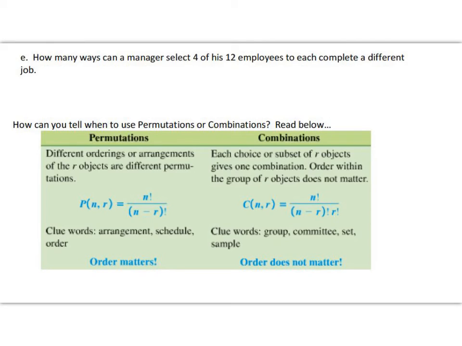And up at the top of this last panel, how many ways can a manager select 4 of his 12 employees to complete a different job? Aha, now order matters here, because if I am sending an employee to a sales conference, that is vastly different than asking them to head up a new initiative or a project. Those are two substantially different things, and I may want different people in different roles here. So in this case, it is a permutation of 12 taken 4 at a time.